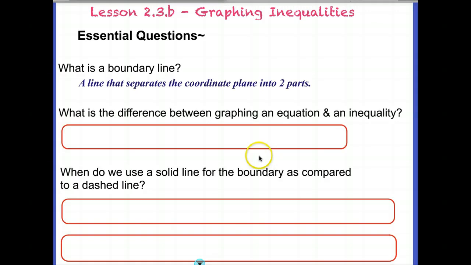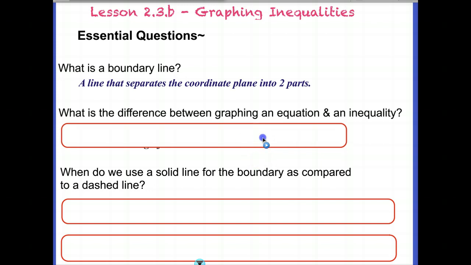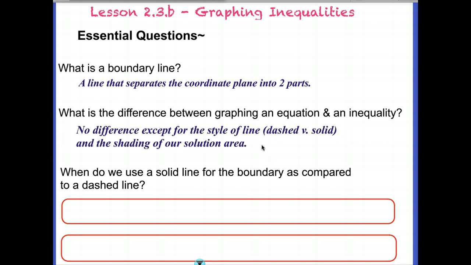So what is the difference between graphing an equation and an inequality? Essentially, there is no difference except for two things. Number one is the style of the line. As we talked about earlier, you will either have a dashed line or a solid line. The second difference is that you will always shade one half of the coordinate plane. You will shade either above your boundary line or below your boundary line. And occasionally that could be to the left or to the right of your boundary line if you have a vertical line.